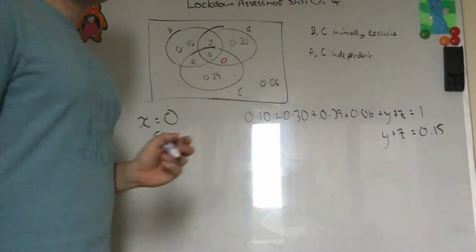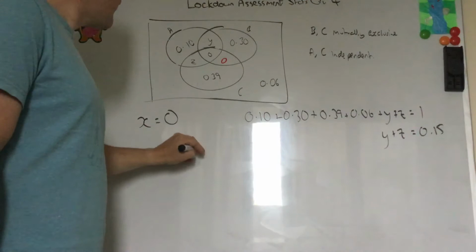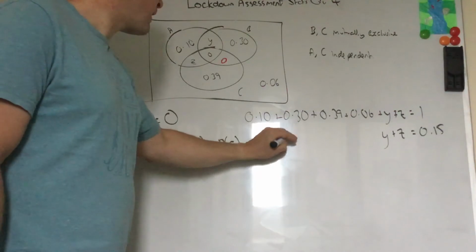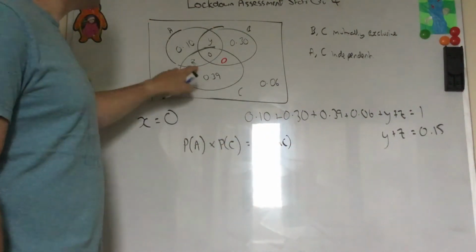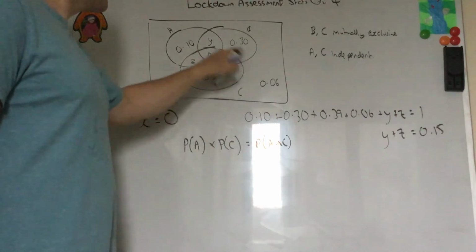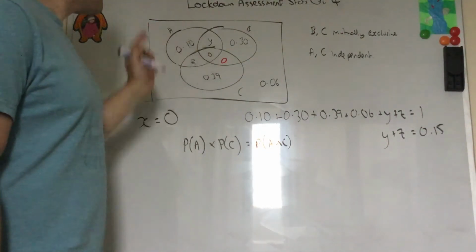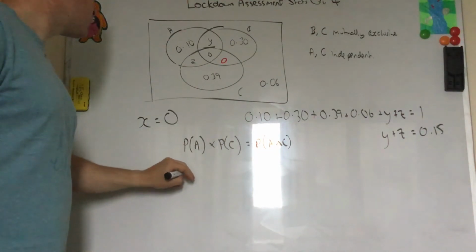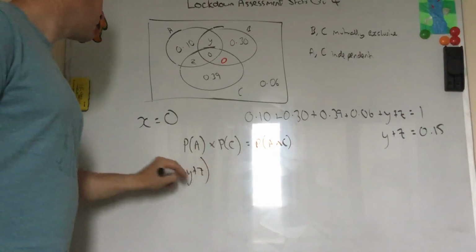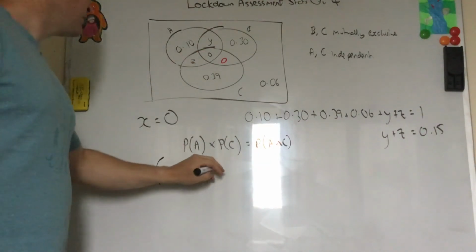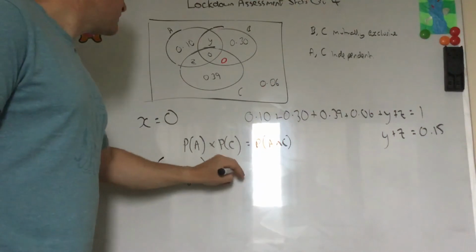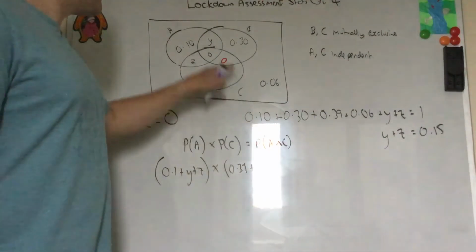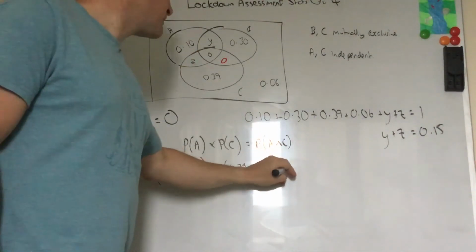Okay. Then let's take the independent thing into account. If they're independent, the probability of A times the probability of C is the probability of A intersects C, the overlap. Okay, so probability of A is that, probability of C is that, and probability of A intersects C is that, which is just said, which is nice. So we get 0.1 plus y plus z in that bracket, it's probability of A, times by the probability of C, which is 0.39 plus z, equal to the overlap between the two, which is z plus 0, so that's z.